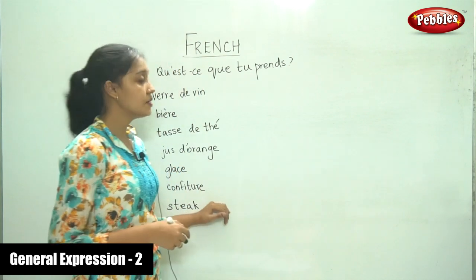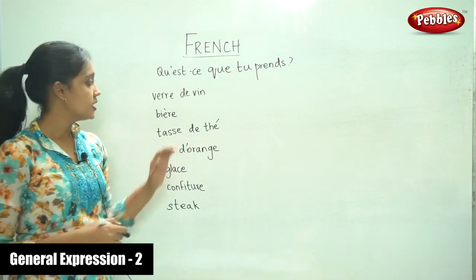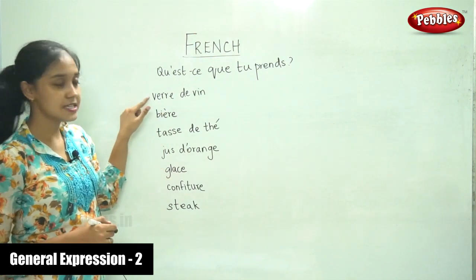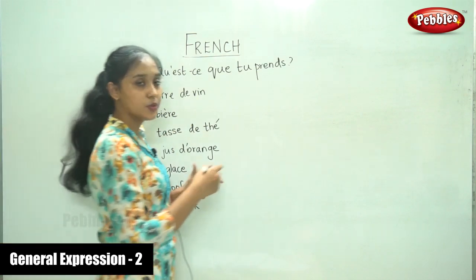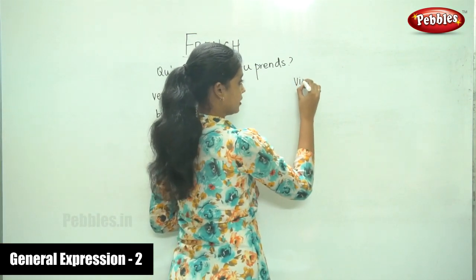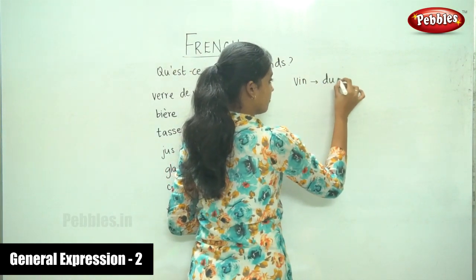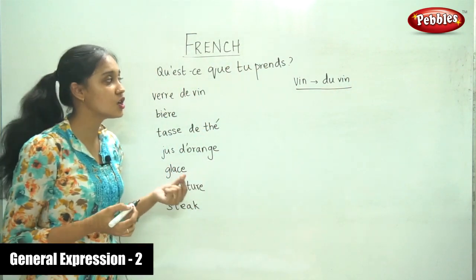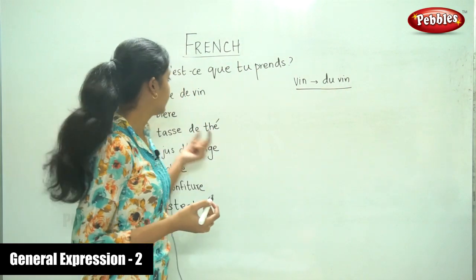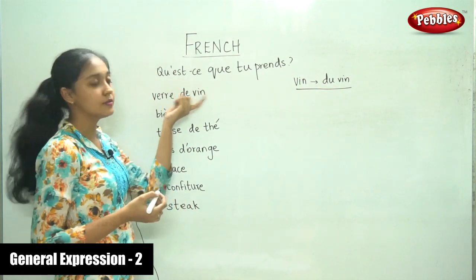So now we are going to see qu'est-ce que tu prends? What did you take? Now in this sense, this first word is verre de vin. So if the word is just vin, you would say some wine. Du vin. Some, because it is not countable. Now the next one, verre de vin, a glass of wine.